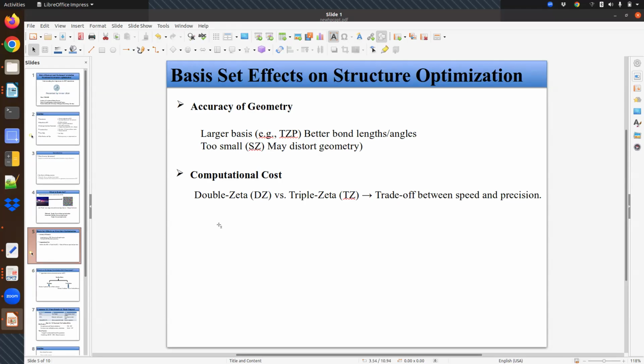What about the computational cost? Double zeta and triple zeta, basically it's a trade-off between speed and precision. If you need speed, use a smaller one. If you need precision, use a bigger basis set.